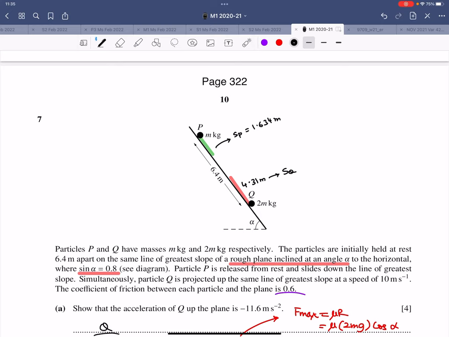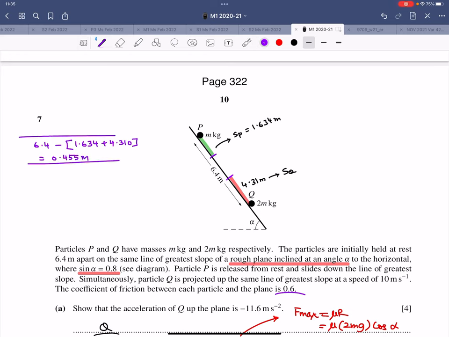Now it's an exaggerated diagram. Between this and this, there is a gap. How much is that gap? Let me add it up. Little bit of calculation. So 6.4 minus the sum of 1.634 plus 4.310. This comes out to be 0.455 meter. That is the gap that will always remain.